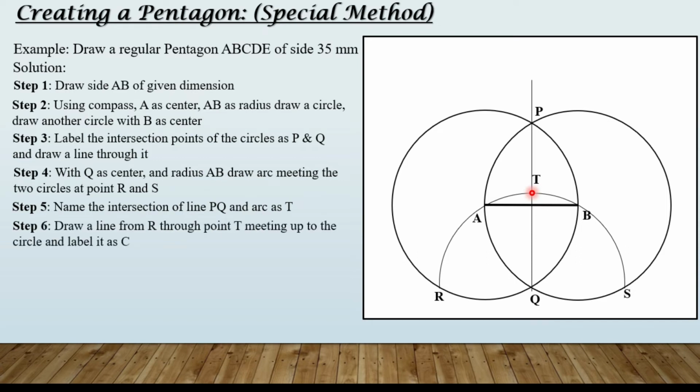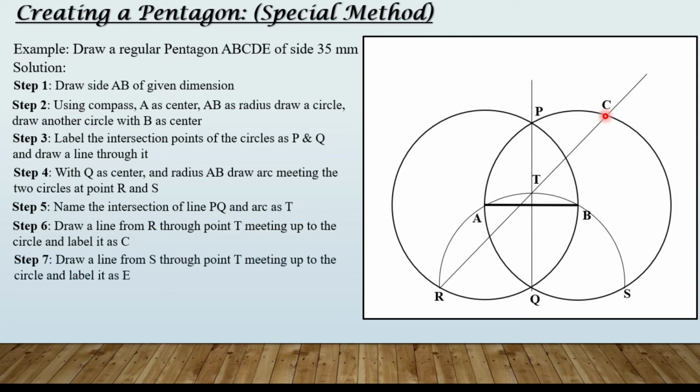Now draw a line through point R. It should be going through T, meeting up to the circle, and label it as C. So you have to start a line from R. It should go through T, this point, and should be extended up to this circle, intersecting it. This should be named as C.